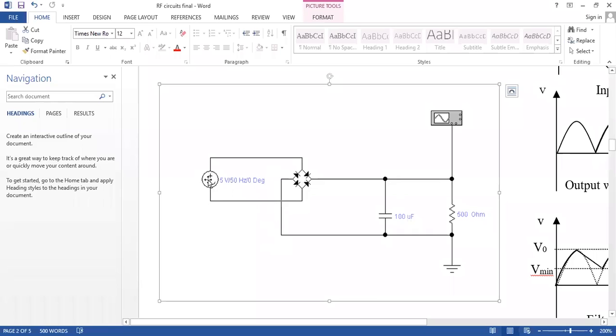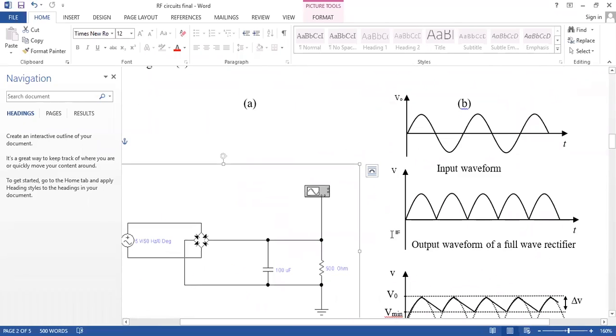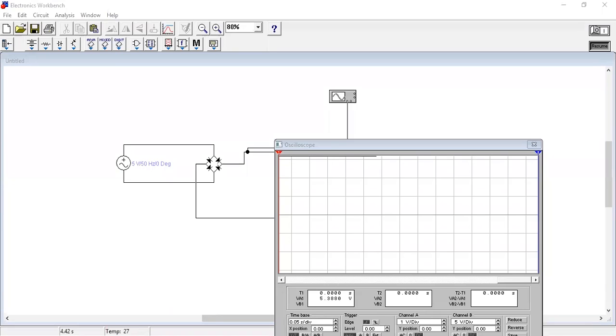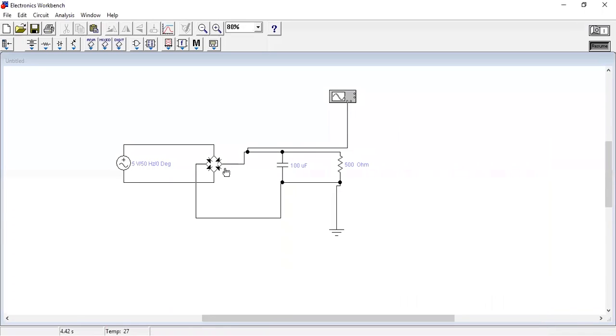Okay, the last graph is with capacitors, the filter one. So we want to find this delta V in the output waveform. V is the input peak value. So I think you can see now your circuit diagram, and we want to find the input waveforms. So we can double click on the CRO and run the circuit. Here you can change the values to find the waveforms.